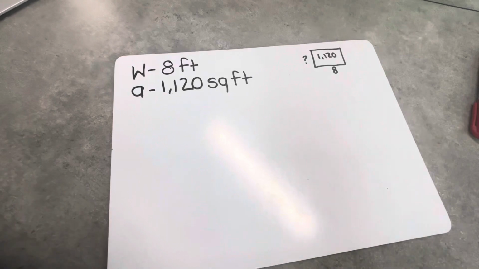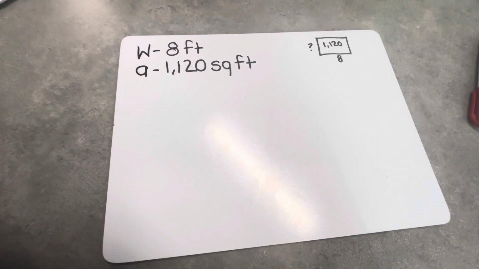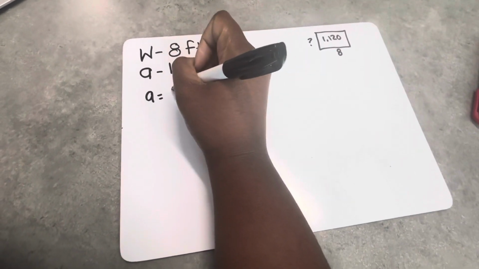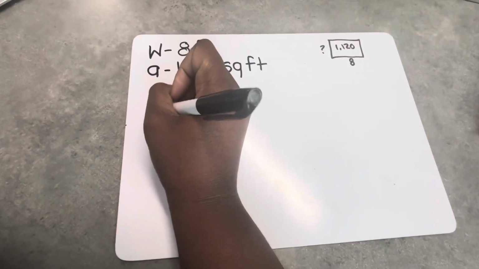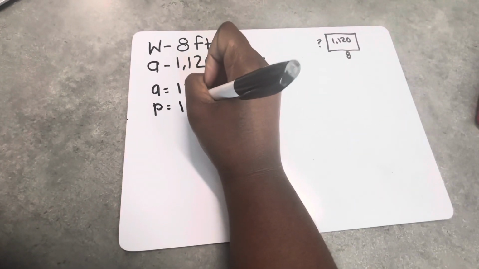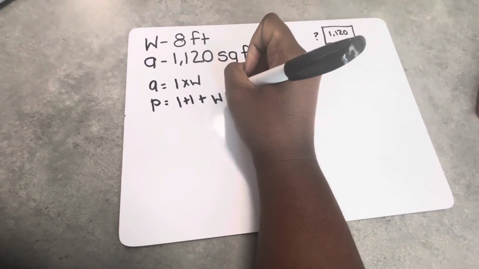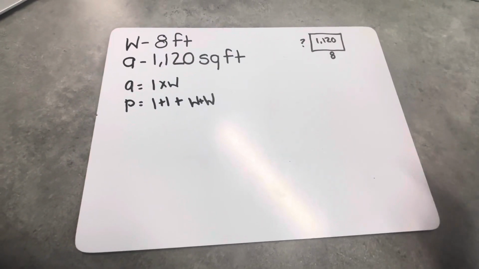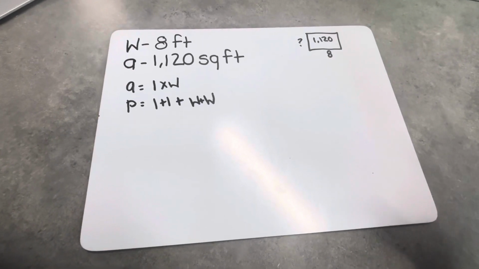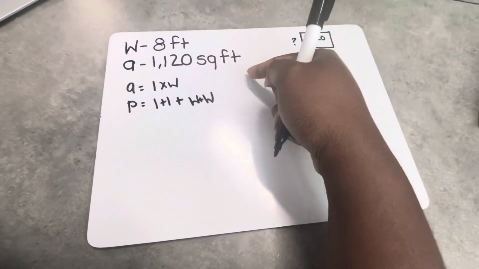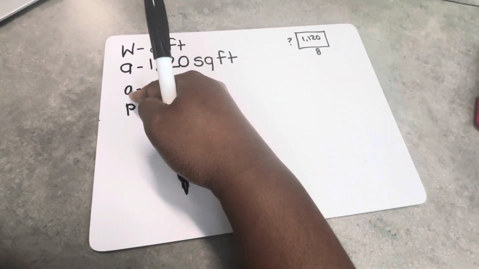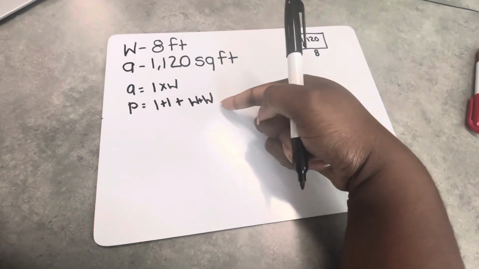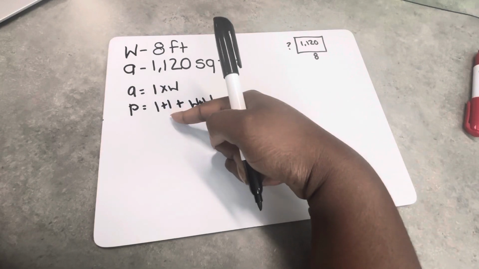Another thing I want to think of is, what do I know? I need to think about my equations. So I know that area is equal to length times width. I also know that perimeter is equal to length plus width plus length plus width. Okay. So now that I know those things, how can I figure out my missing number? I like to plug things in. We know the area. We know the width. We do not know the length. I cannot figure out the perimeter because we don't know the length yet.